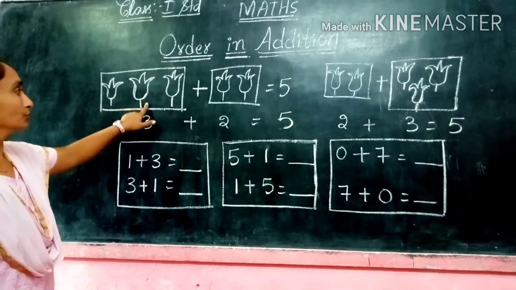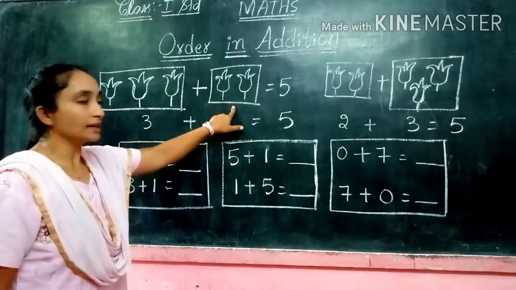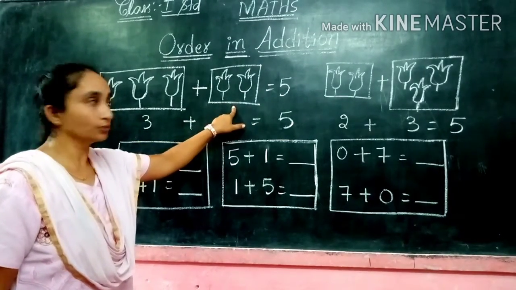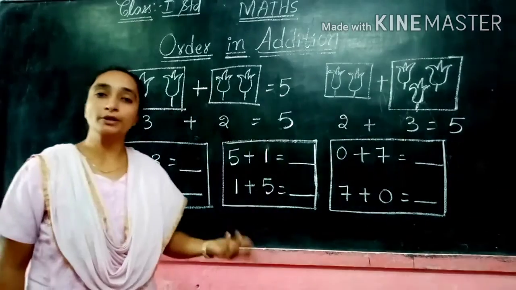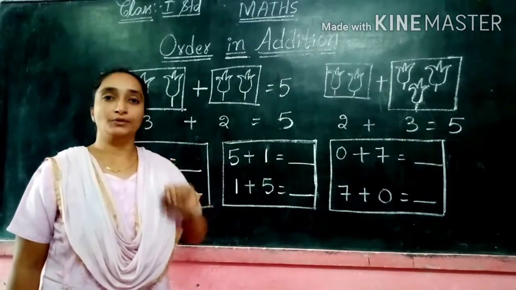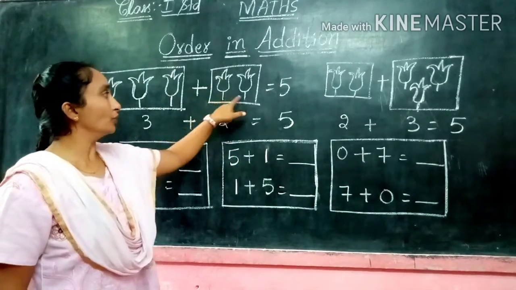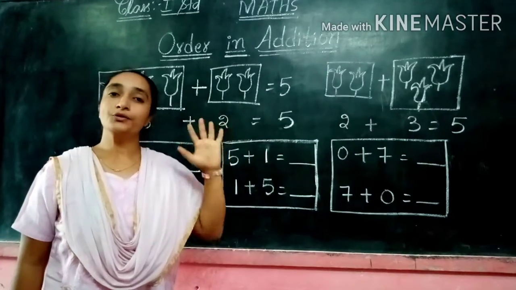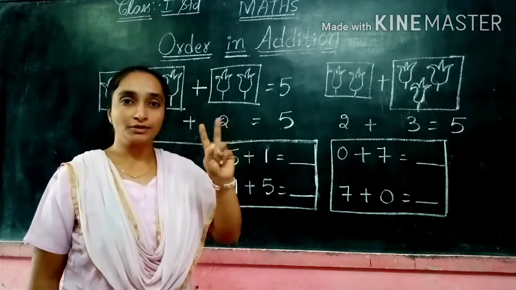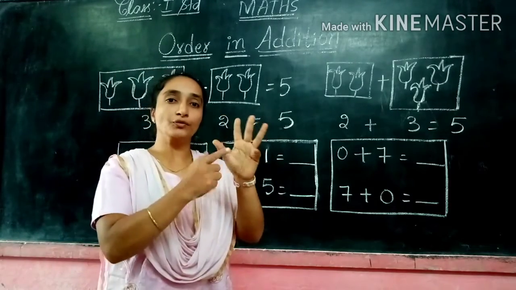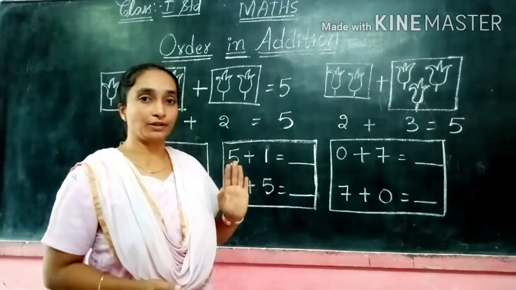1, 2, 3. 3 flowers are there, plus the second box, how many flowers are there? 2. 1, 2. So 3 plus 2. Total how many flowers are there, children? Yes, we have 5 flowers. Already 3 are there. 3, after that 4, 5. So total 5 flowers are there. 3 plus 2 is equal to 5. First there are 3 flowers and again 2 more flowers. So total 5 flowers.